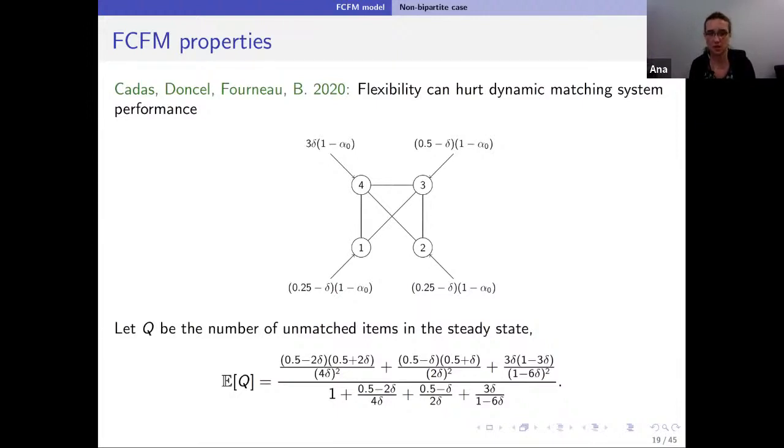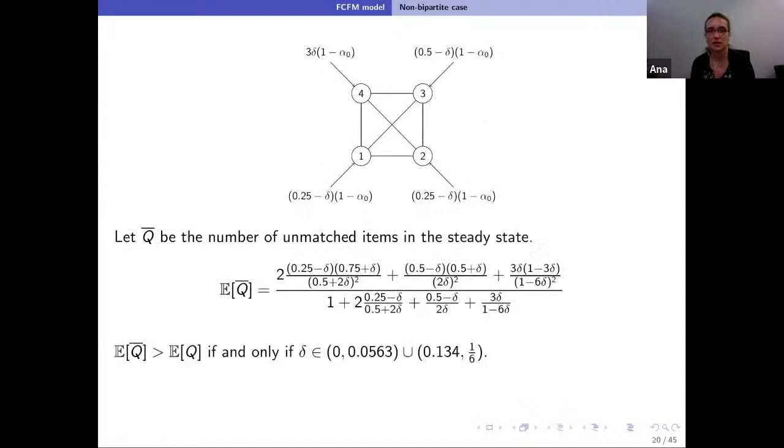So you can compute the mean number of unmatched items in the steady state. I don't want you to try to understand this formula, but it's easy to compute, because it's a very simple example. And then now we will add the link between classes one and two. What we obtain is that if my parameter delta is in the union of the following two intervals, then adding a link actually deteriorates the performance of the system. So by adding a link, I'm increasing the mean number of waiting items.